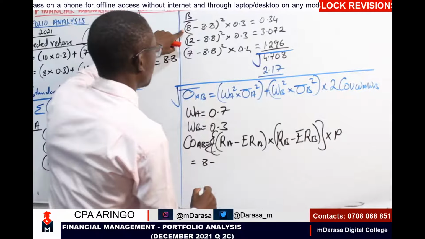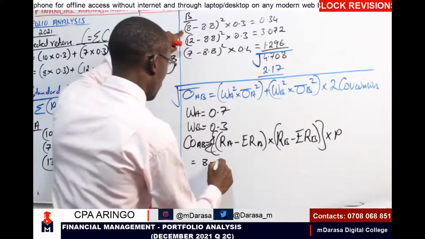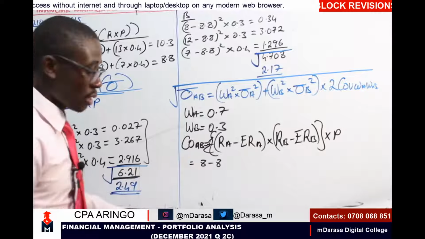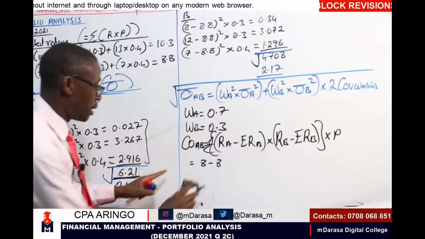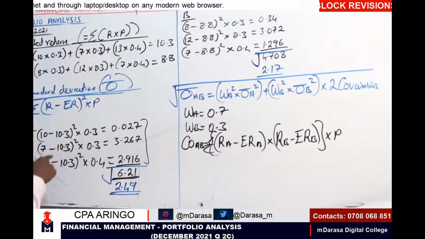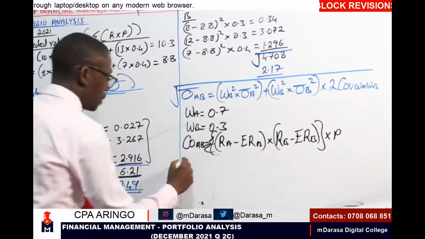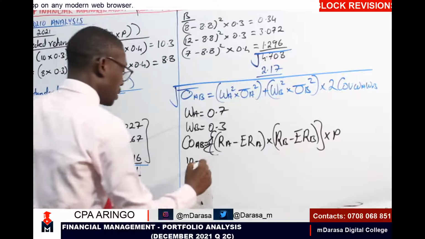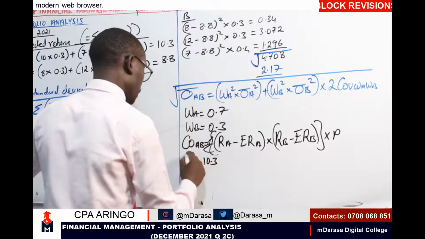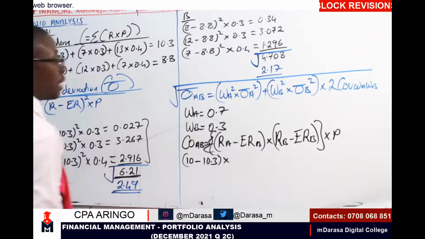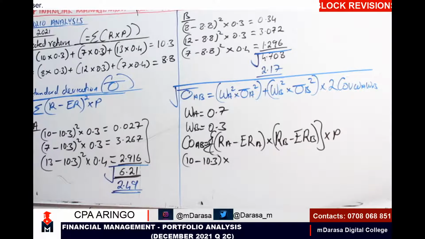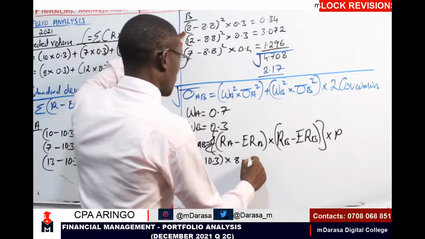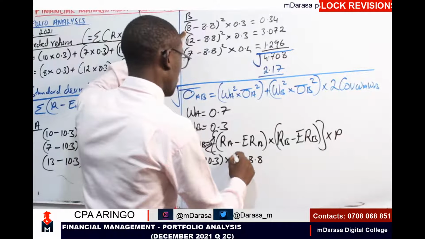Minus expected return of what? A. Sorry, we're talking of A. A is here. We had 10 minus expected return, which is 10.3. We multiplied by return of B, which in this case is 8, the first one, minus expected return, which is 8.8.